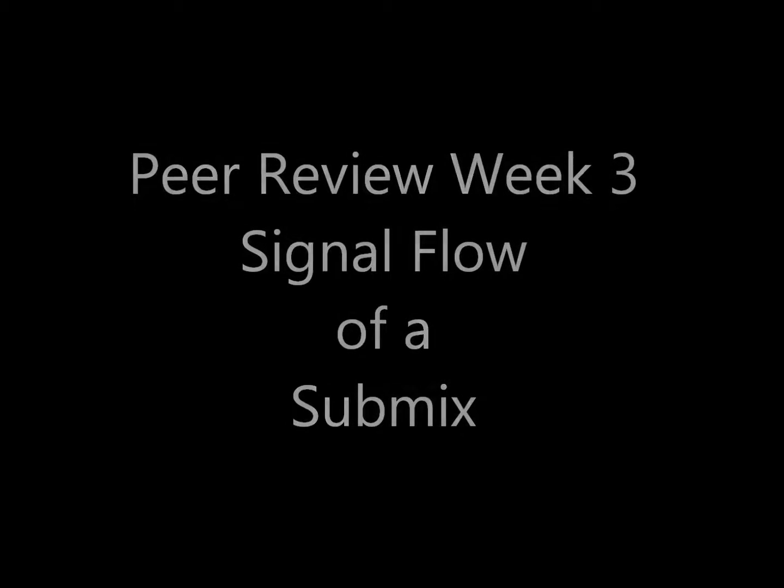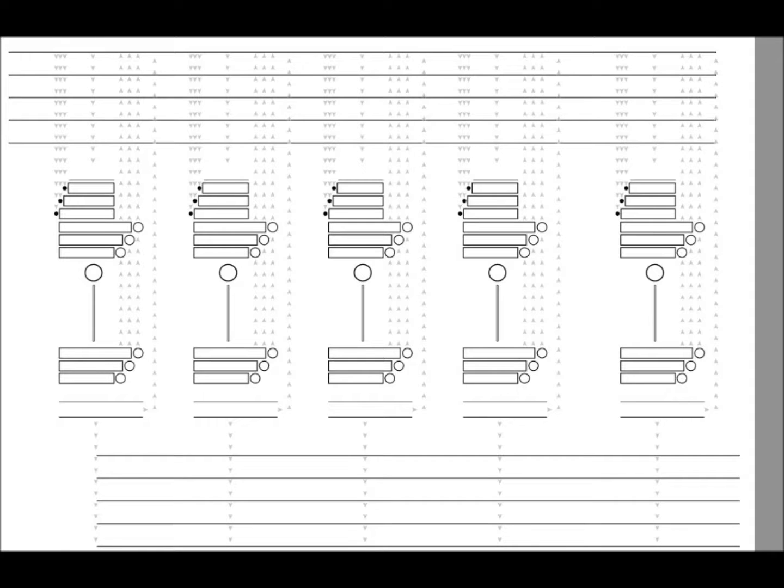This is my Week 3 peer review assignment on signal flow of a submix. We're going to start with a clean sheet that was provided in our peer review assignment. What we see here are 5 channels and the buses. I will color these as we go along while explaining the flow of a submix and how to create it. My flow will be 4 drum tracks and an aux track that we'll create to basically make our submix track.